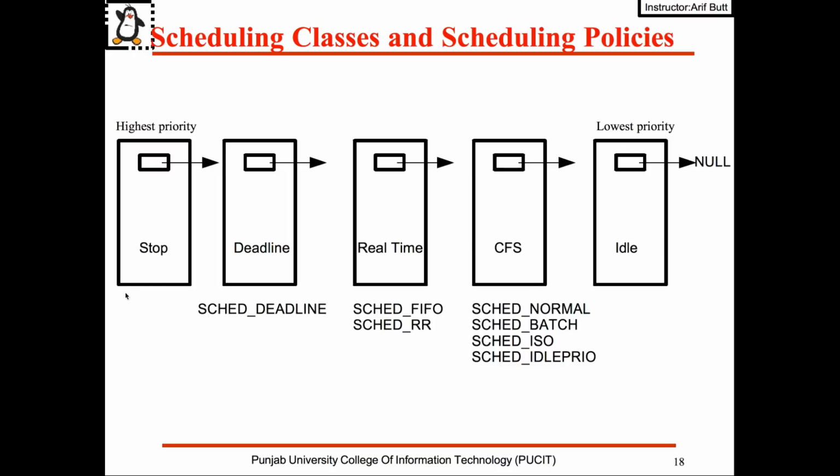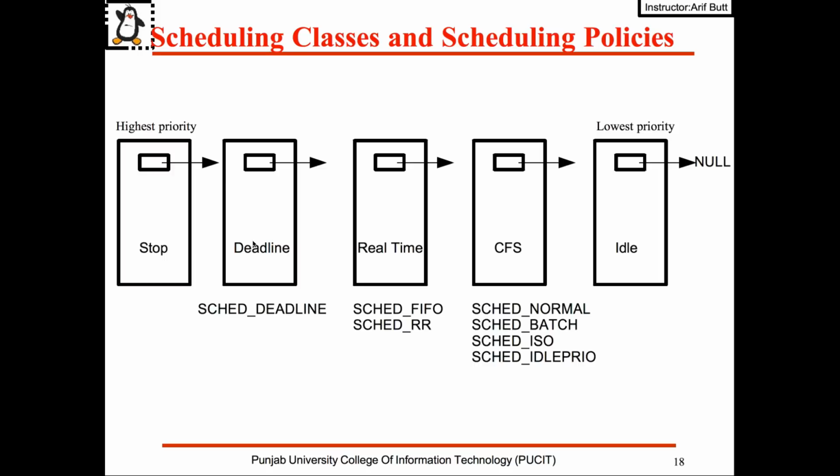Let me talk about each class one by one briefly. Let's talk about the stop class first. This is the highest priority class. A process of this class can preempt everything and is preempted by nothing. This is used by task migration, ftrace, and maybe clock events.